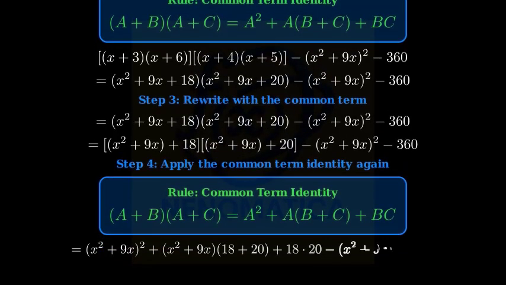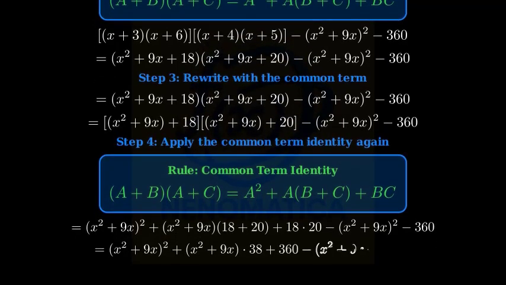Applying this identity, we get (x squared + 9x) squared plus (x squared + 9x) times (18+20) plus 18 times 20 minus x squared + 9x squared minus 360, which simplifies to (x squared + 9x) squared plus (x squared + 9x) times 38 plus 360 minus x squared + 9x squared minus 360.